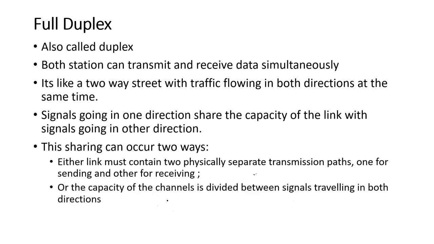And the second way is that the capacity of the channel is divided between signals traveling in both directions. There is system A and system B, and the channel is used for communication between A and B. In this case, the capacity of the channel is divided between signals traveling in both directions. This part can be used for sending data from A to B, and this part is used for sending data from B to A. So that is the division in the channel.